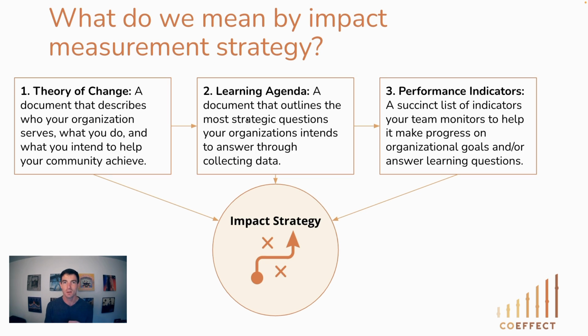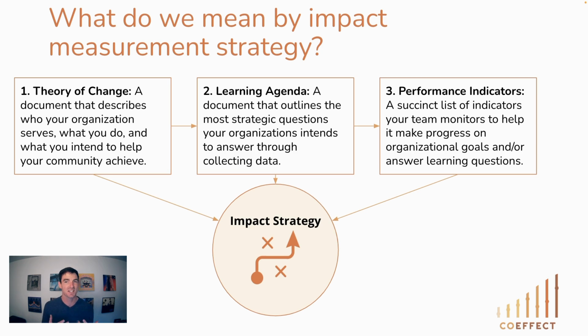I'm alluding to this, but let me be really explicit. When I talk about an impact measurement strategy, I really mean three things. First is having a theory of change. This is a document that essentially describes who your organization serves, what you do, and what you intend to help communities achieve. Flowing from that, once you've gotten that defined, the second piece is having a learning agenda. This is a document that outlines your most strategic questions that you need to answer right now as an organization. This helps focus the data collection work on the questions that are most meaningful for you and your team.